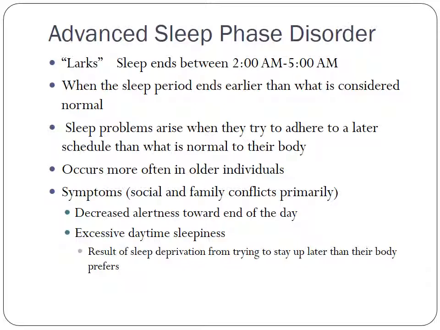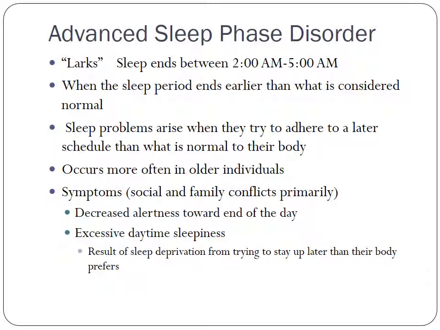Advanced sleep phase disorder. These are our larks, and they wake up about 2 a.m. to 5 a.m. When the sleep period ends earlier than what is considered normal is kind of the definition of advanced sleep phase disorder. Sleep problems arise when they try to adhere to a later schedule than what is normal for their body. We see this most commonly in older individuals.